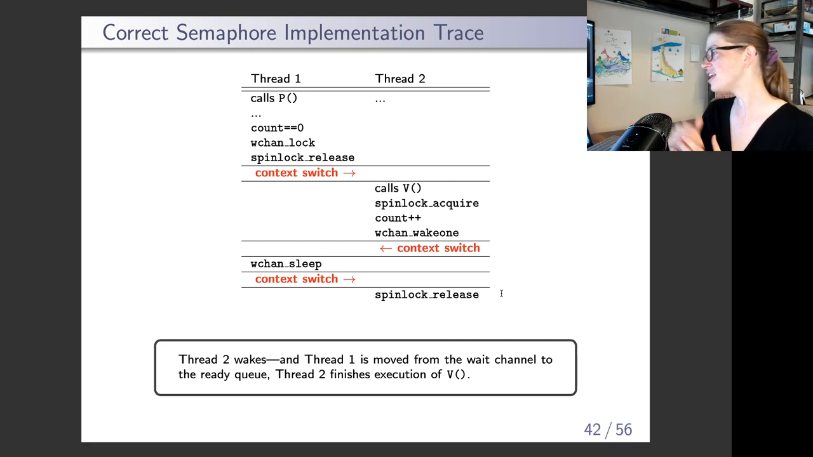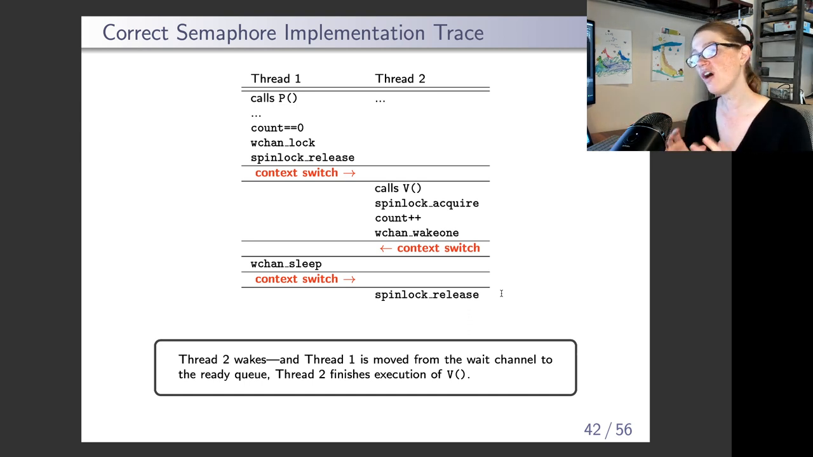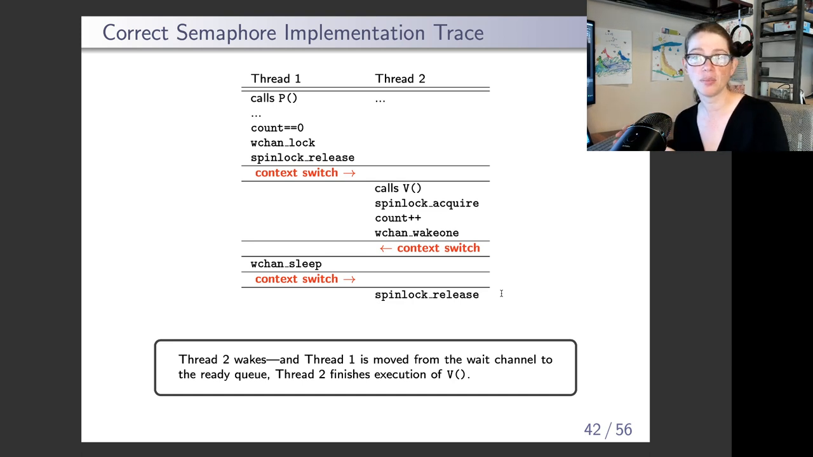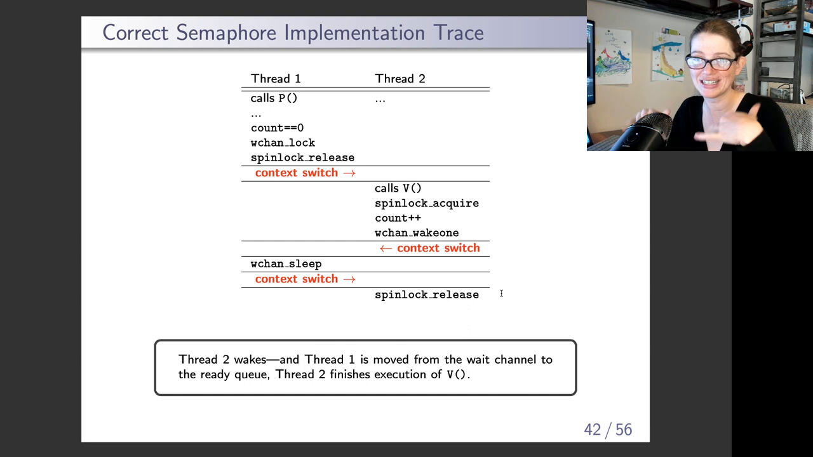So the reason why you have to lock the wait channel before you release the spin lock is to prevent you from running into the situation where you fall asleep on a resource that's available, because somebody is trying to release at the same time you're trying to sleep.